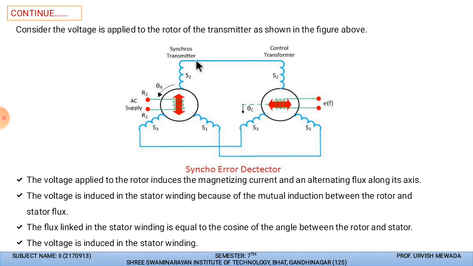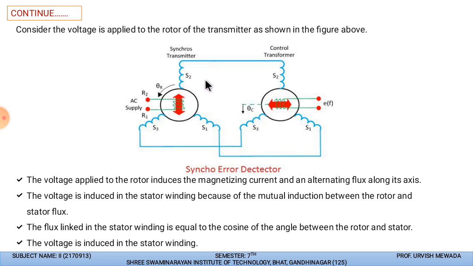Now these both are connected in parallel. So S2 is connected with S2, S3 is connected with S3, and S1 is connected with S1. Now this is the position of the rotor. You can see that this is the vertical position, and the rotor of this control transformer is at the horizontal position. If we superimpose these two rotors, then the difference between the two rotor positions is 90 degrees. This is the stator coil of the control transformer.